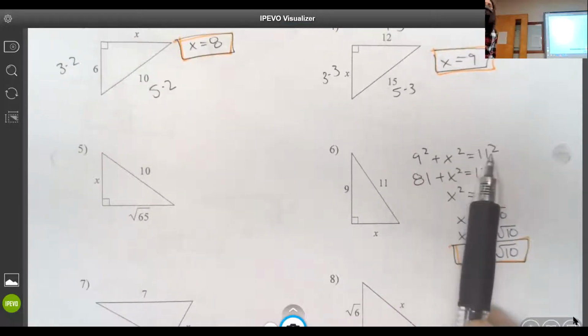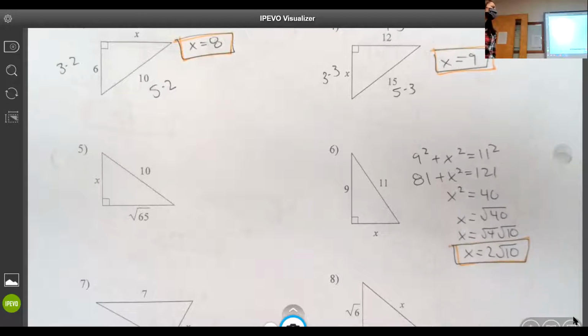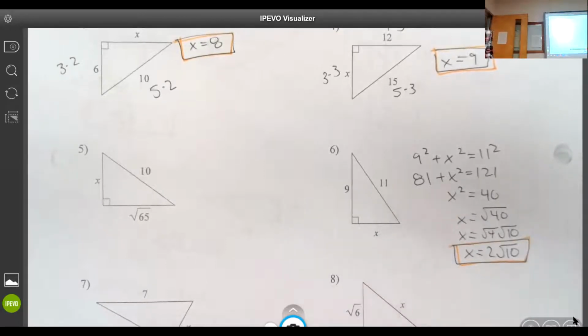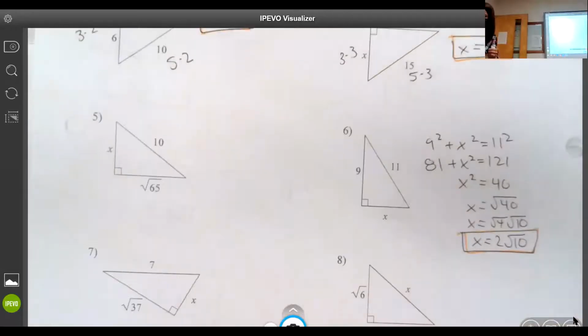Making sure 11 is our hypotenuse, so 11 had to be C. With just straight Pythagorean theorem, you get the square root of 40. And just a reminder that you should simplify any rad. So 40 is 4 times 10. That's how I get the 2 rad 10 at the end.